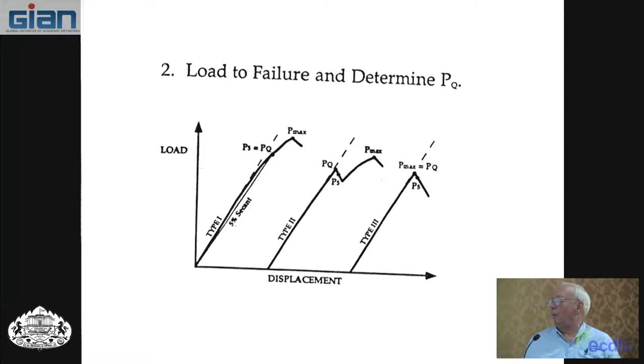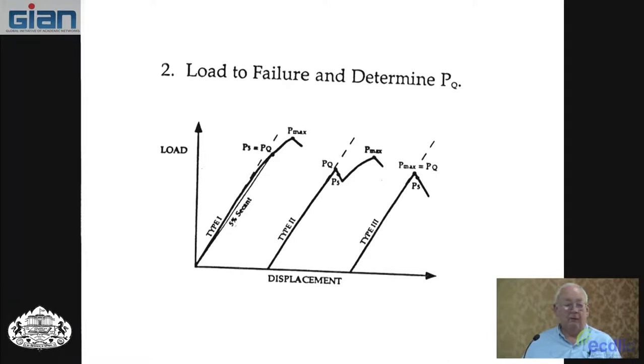To get that 5% secant is sometimes difficult. I like to put this on cross-hatched paper and count squares. You can do it with a computer. You can get your computer to do it for you as well. If you do it by hand, you have to be careful.